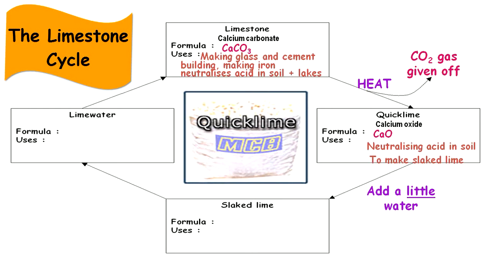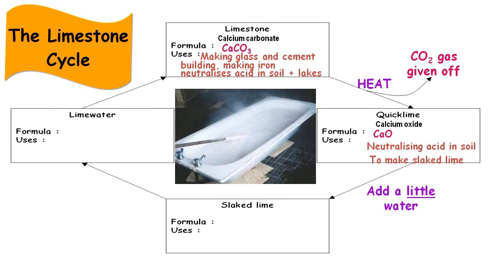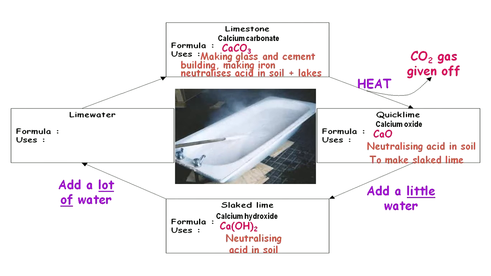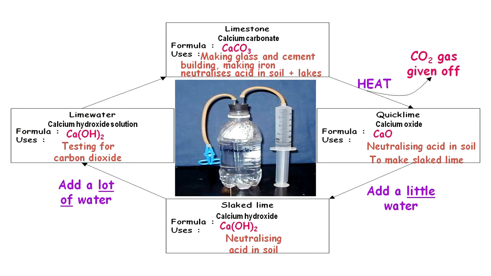To make slaked lime, you add a little water. Slaked lime, known as calcium hydroxide, has a formula Ca(OH)2, and the uses are to neutralize acid in soil. If you add a lot of water, calcium hydroxide becomes lime water. Lime water is calcium hydroxide solution. It has the same formula as slaked lime, and calcium hydroxide can be used to test for carbon dioxide, and it produces bubbles in CO2 gas.